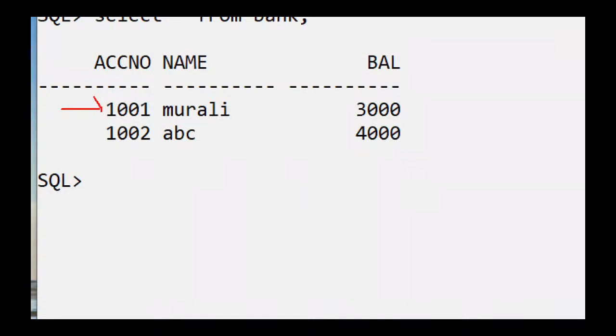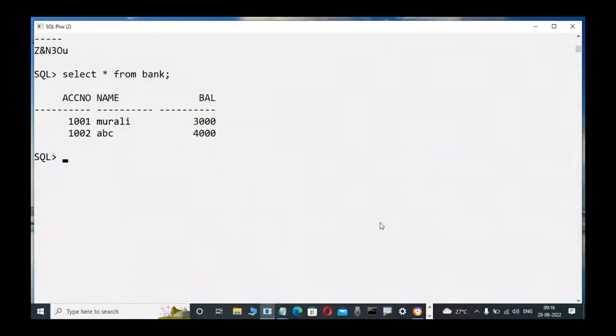This is data. Now this account number, my name only, Murali. Okay, fine. Now I have a balance. Presently, my balance is what? 3,000 rupees are there, for example. Okay, fine. Slowly observe it here.